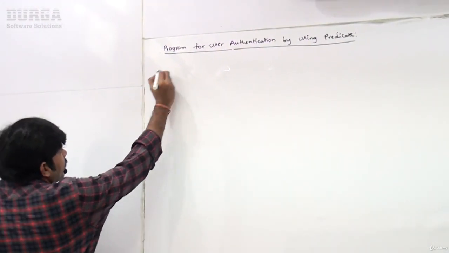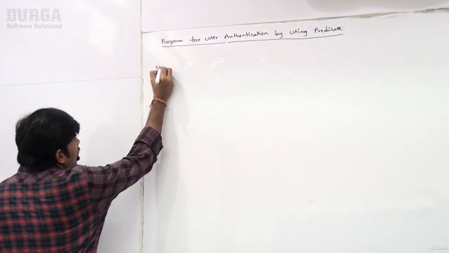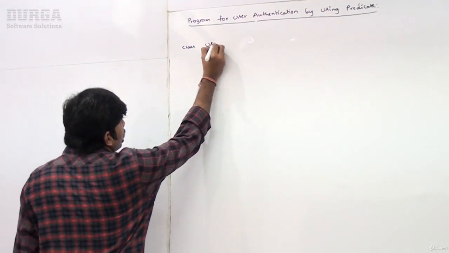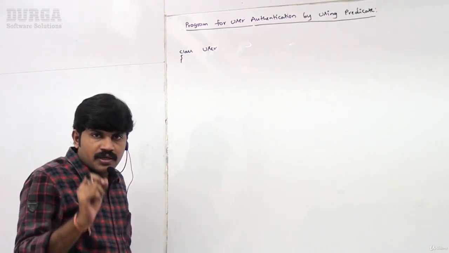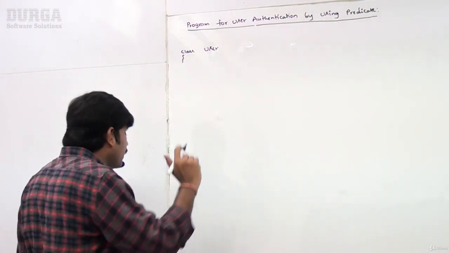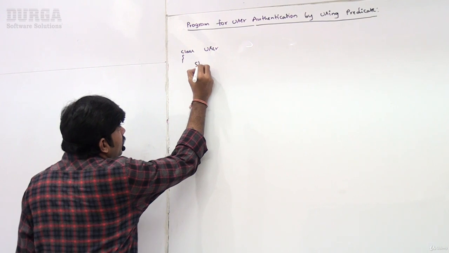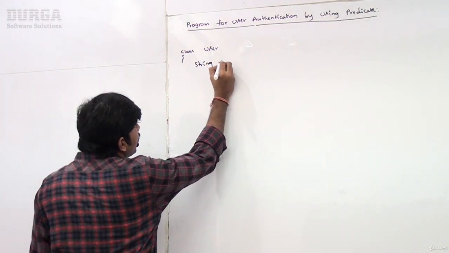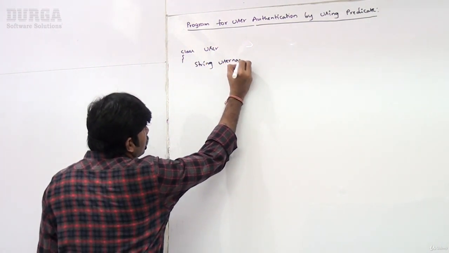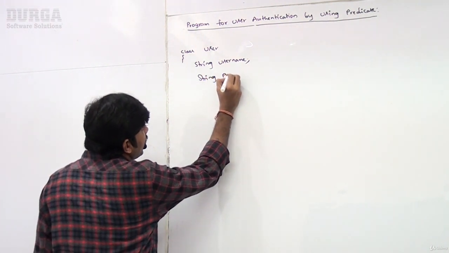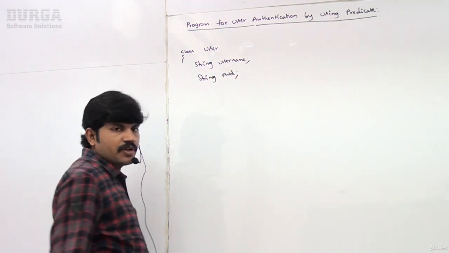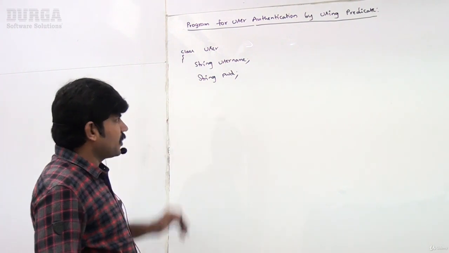So just have a look once. I'm taking a class, user. Every user, assume, contains a username and password. Now I'm taking string username and then string password, like this. Every user contains username and password.